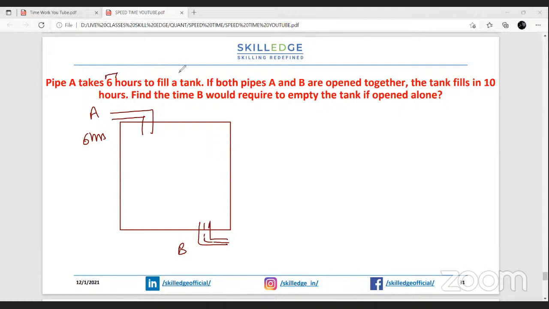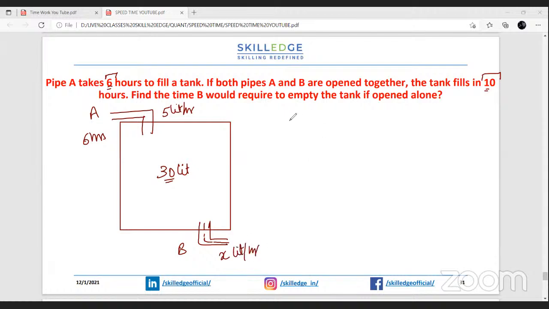Again, what you can do is you can assume the capacity to be something which has to be a multiple of both 6 and 10, you know. So let's assume the capacity to be 30 liters. Okay, so A alone can fill at the rate of 5 liters an hour. We don't know about B, so let's assume it is emptying at X liters an hour.